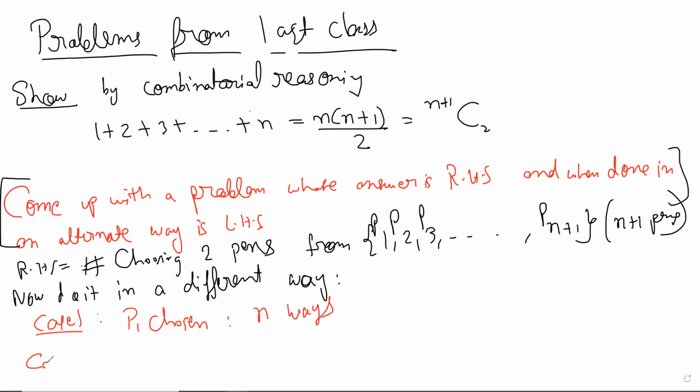Now you take case 2, P2 chosen. Now this will not be N, right? Because N minus 1, yeah, right. Because in some sense, P2 chosen should be N, but we don't want to count the same thing again, where P1 and P2 were chosen. So it becomes N minus 1 ways.